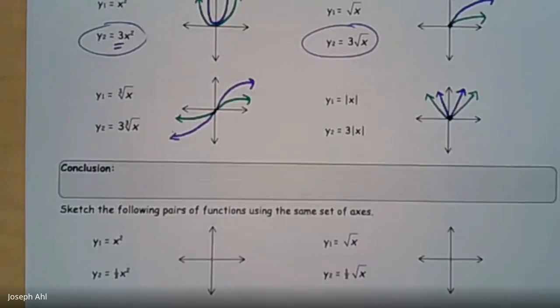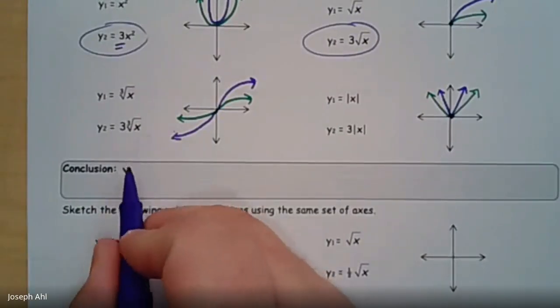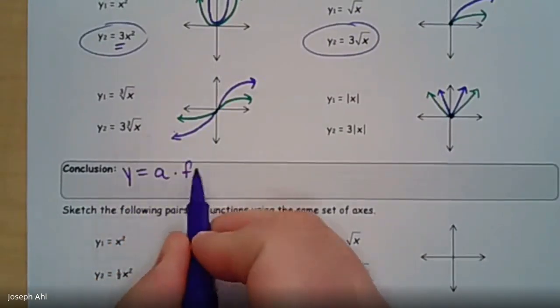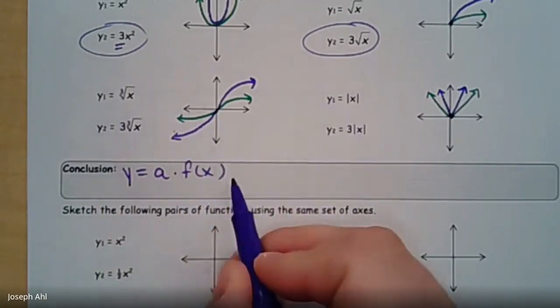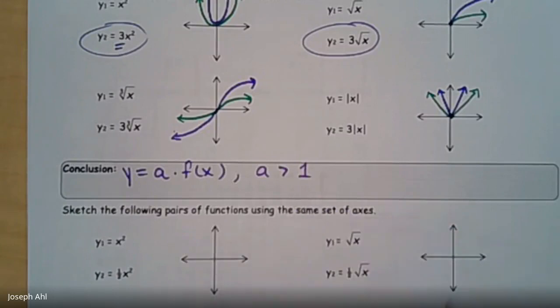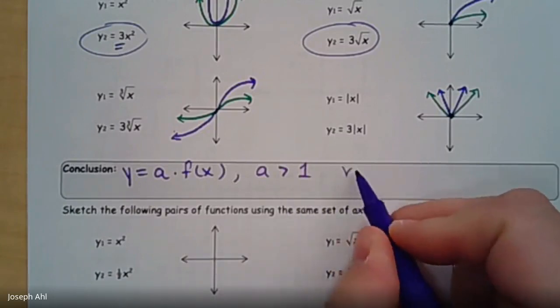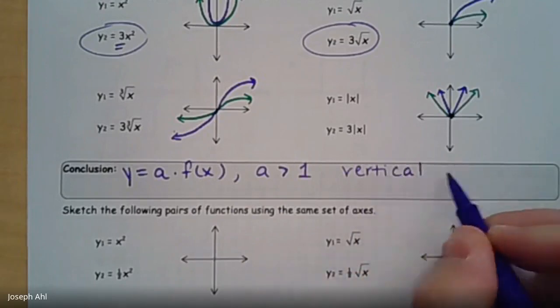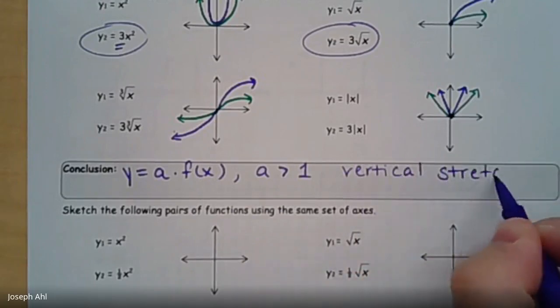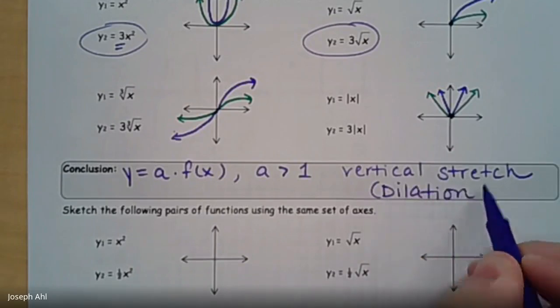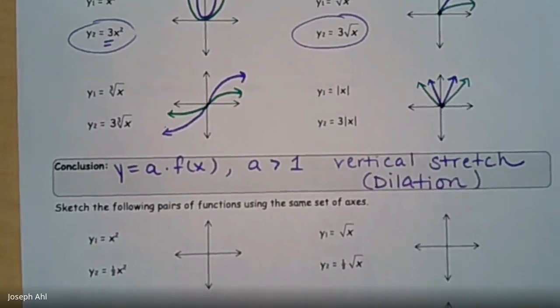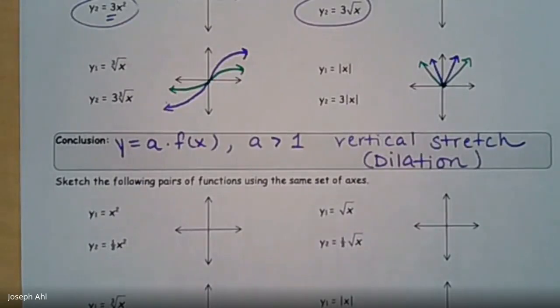So in conclusion, what we want to say here is that if you have something of the form y equals a times f of x, and in all of these examples we're analyzing when a is greater than 1, the resulting effect is that you get a vertical stretch of the graph, also known as a vertical dilation. So we're dilating this graph vertically in a sense.